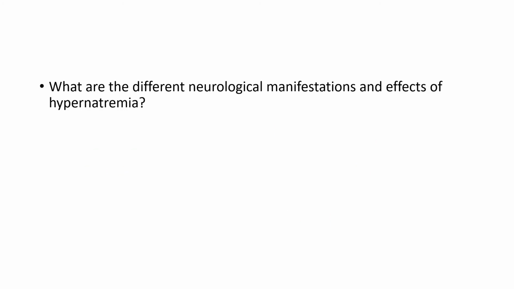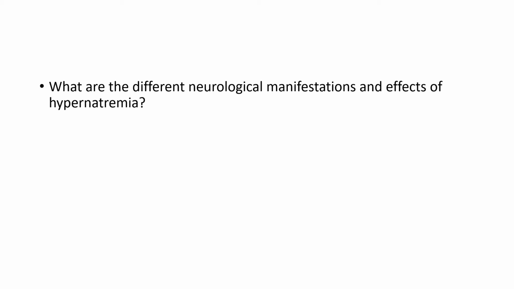What are the different neurological manifestations and effects of hypernatremia? طبعا ال effects or manifestations on neurology by hypernatremia are related to cerebral dehydration. العين الأول فيه شوية lethargy, hyperreflexia, and this can proceed to seizures, coma and death.